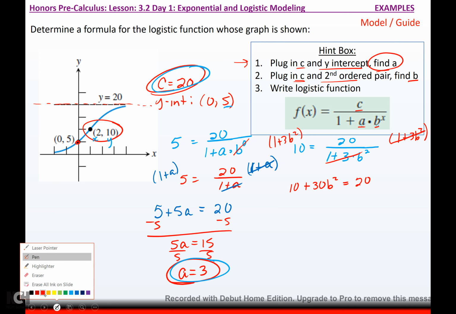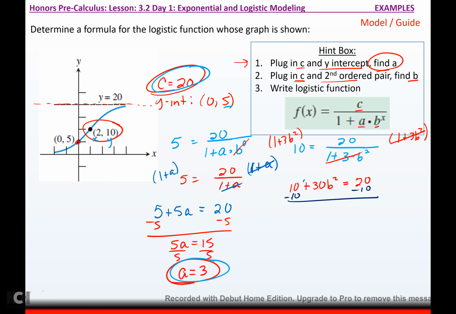So now if I try and isolate b, I'm going to minus 10, and I get 30b squared equals 10. And then I'm going to divide by 30. And I get b squared equals 1/3. Then I'm going to take the square root. And I get b equals the square root of 1 divided by 3.